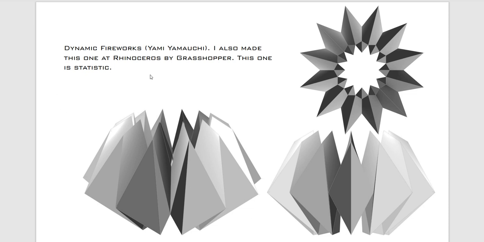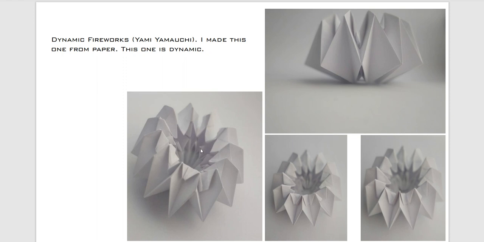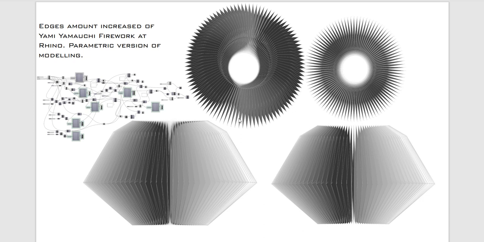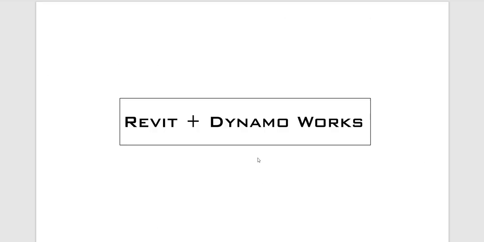Here's the fireworks, by Yami Yamachi, a Japanese origami designer. I made this model in Rhino Grasshopper. This one is the handmade one. I made this by my hand from paper. You can see different pictures from different sides. And this one is the same project with more edges. You see, in Grasshopper I increased the level of the edges, and it looks like this type of shape.